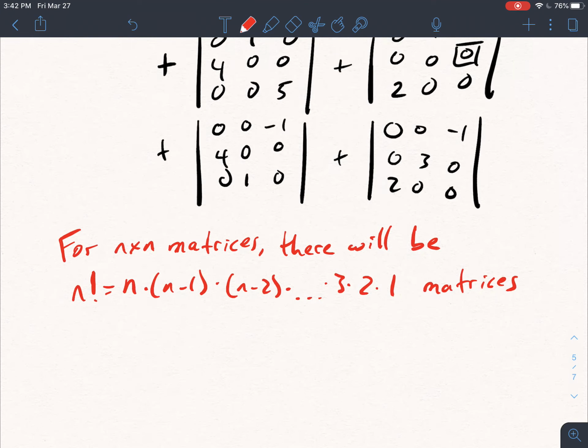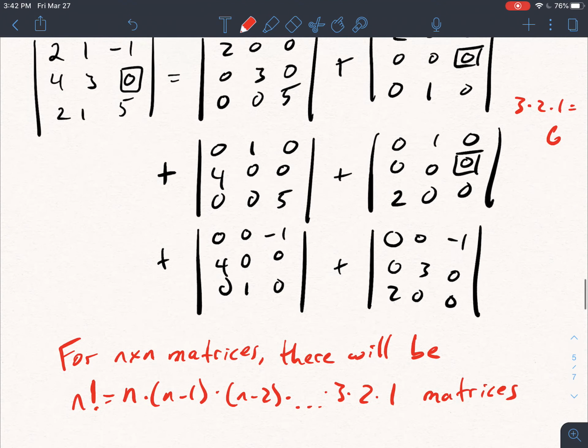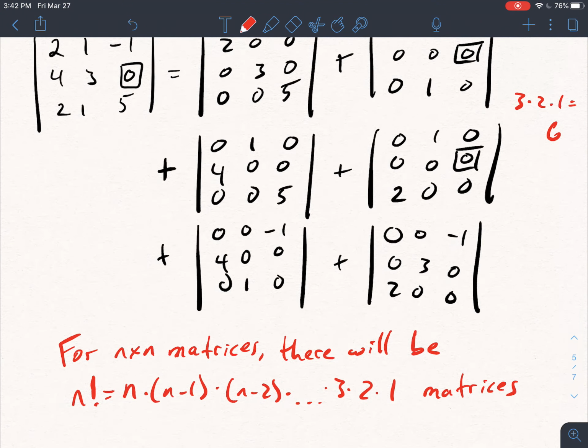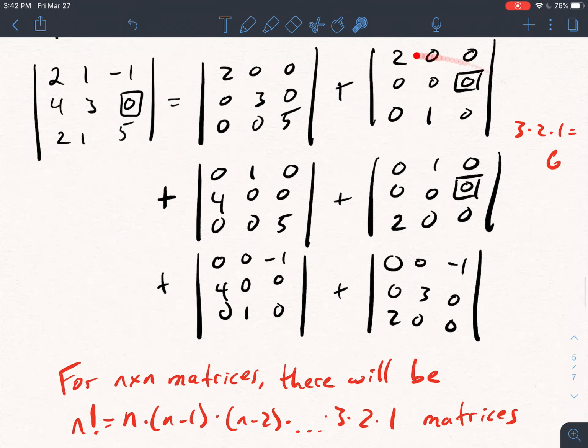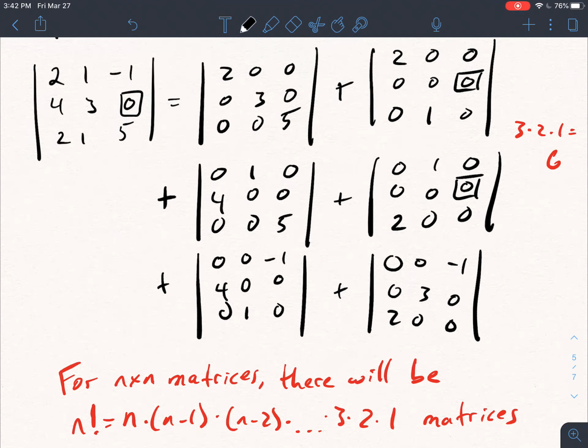And some of you might recognize this. This is the factorial, so this is n factorial matrices. And that holds in this case. Here I had 3 times 2 times 1 choices, so there are 6 total matrices here. Okay. And the point of that is just that it tells you how many matrices there should be in this calculation so that you know that you're not missing anything. Okay, great.